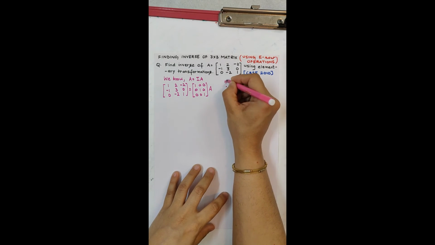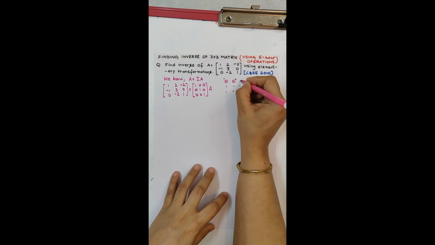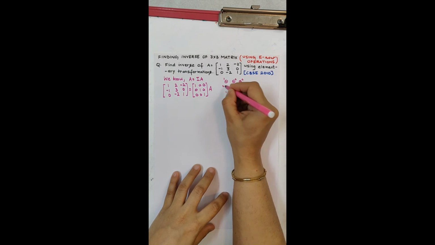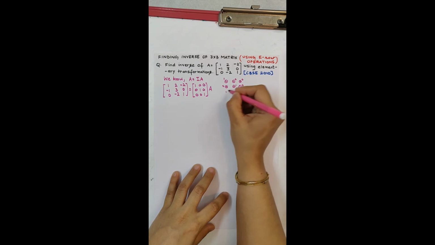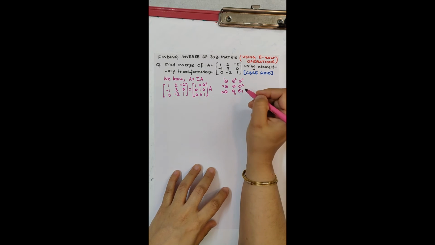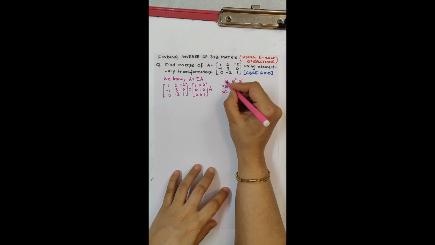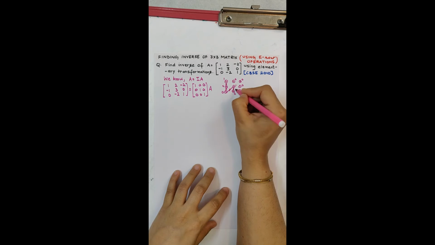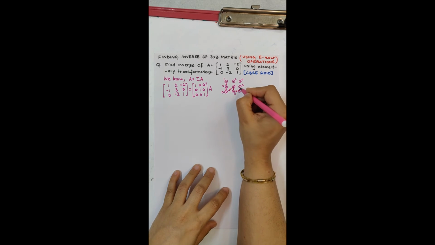So we have to convert this into 1, this into 0, this into 0, this into 0, this into 1, this into 0, this into 0, this into 0, and this into 1. Now there is a fixed pattern with which we will do this, and that is we make this 1 and then we make this 0, then we make this 0, and from here we move to the next diagonal element and make this 1, and then we make this 0, then here we make this 1, then this 0, then this 0, and then finally this 0.